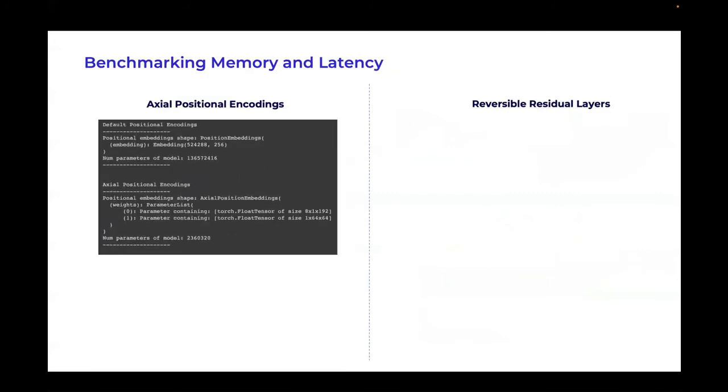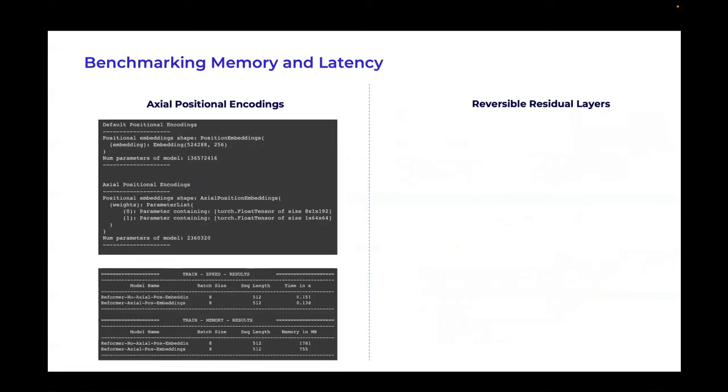Coming to the benchmarking of memory and latency. So the axial positional encodings. Before you do the factorization, suppose for 0.5 million tokens with each of 256 hidden dimension, you can see the number of parameters. And after doing the axial positional encodings, you can see the number of parameters. So here it is 136 million. And here it is just 2.3 million.